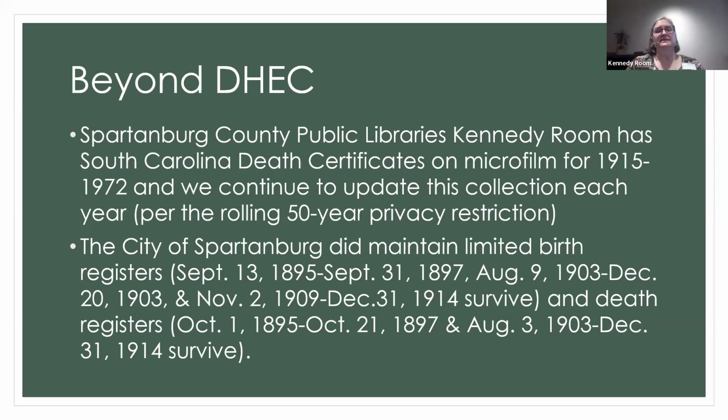And as I said, those locality records, the city of Spartanburg did maintain limited birth registers, and we have some that survived, not all of them survived: September 13th, 1895 to September 31st, 1897, October 9th, 1903 through December 20th, 1903, and November 2nd, 1909 to December 31st, 1914 survive of the births. Death registers, some similar dates survive. So it's just one of those things where it never hurts to ask on the local level if there are surviving records outside of the parameters of what the state records show.